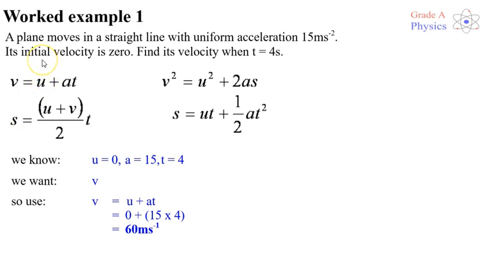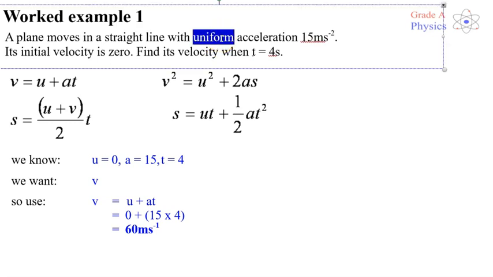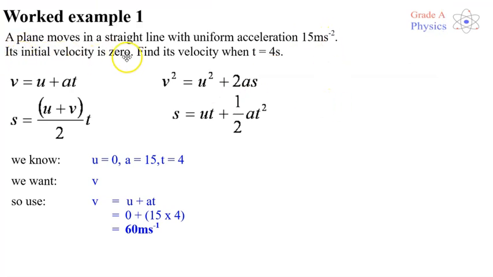We have a plane moves in a straight line with uniform acceleration. So that word uniform is very important. That means constant, 15 meters per second squared, which is a very large acceleration. The initial velocity is 0. Find the velocity after 4 seconds. Right, so how do we approach this?